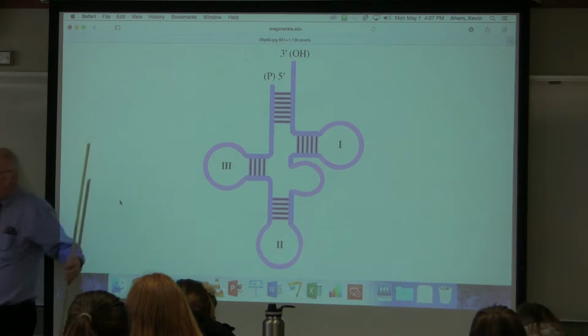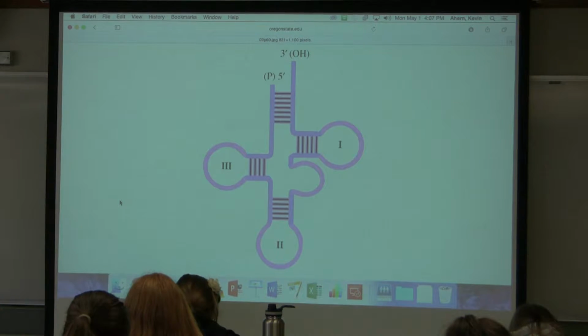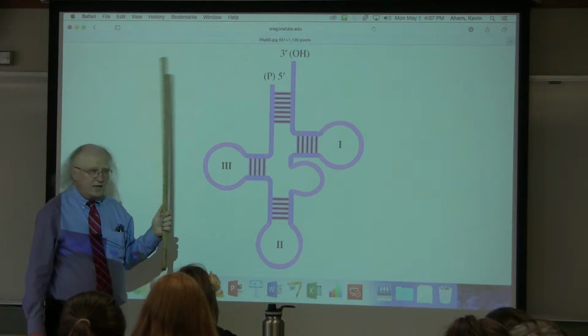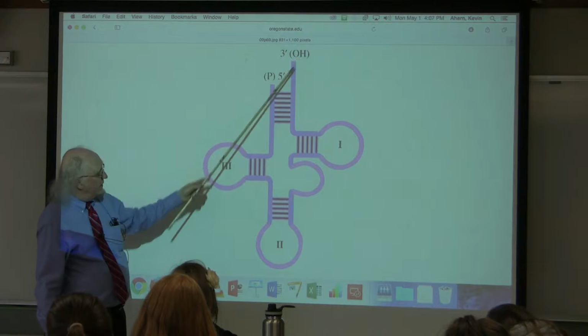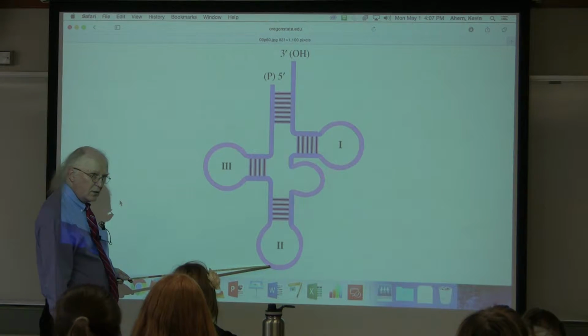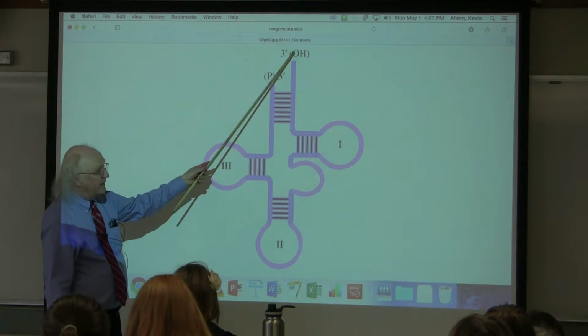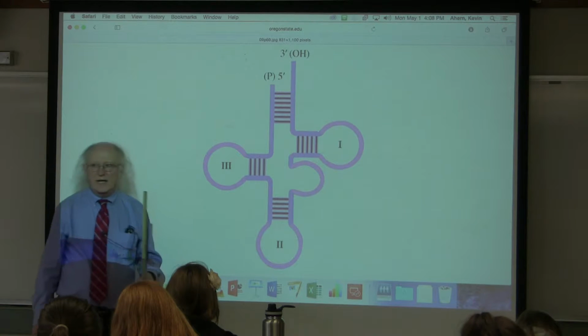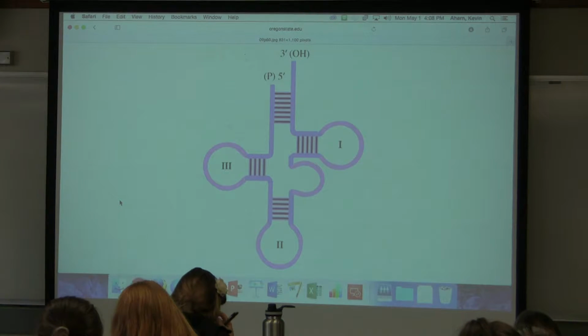And then the question is, well, which amino acid gets attached? Because there are 20 different amino acids that go into proteins. And it turns out that the cell has a way of identifying a specific sequence down here and linking the appropriate amino acid up here. And that's the root of the genetic code. We'll talk about that later.